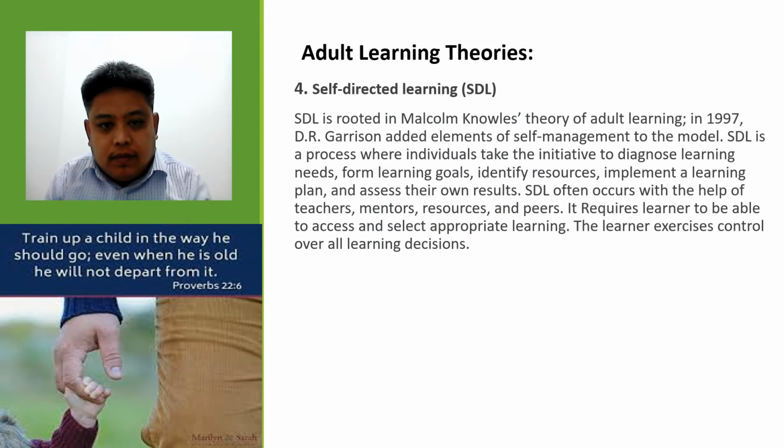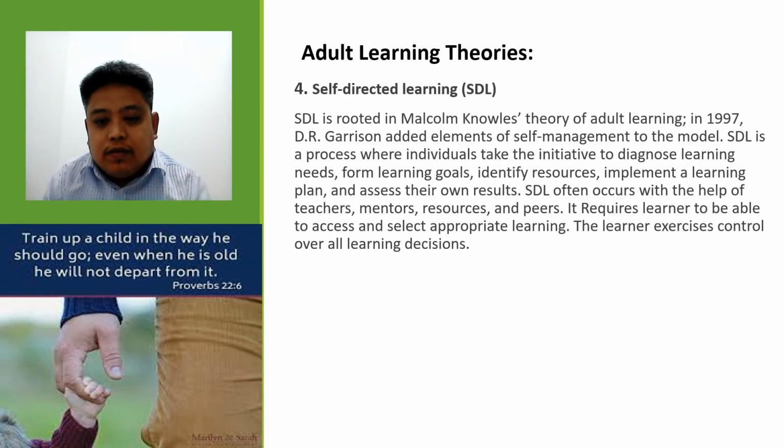The fourth theory of adult learning is self-directed learning or SDL. SDL is rooted in Malcolm Knowles' theory of adult learning. In 1997, D.R. Garrison added elements of self-management to the model. SDL is a process where individuals take the initiative to diagnose learning needs, form learning goals, identify resources, implement a learning plan, and assess their own results.